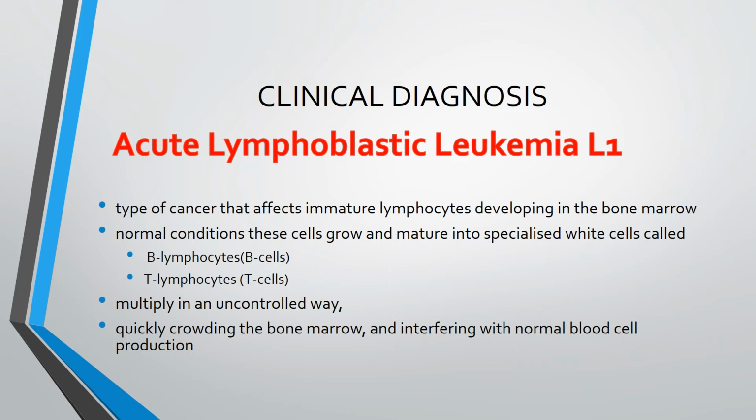Acute lymphoblastic leukemia is a type of cancer that affects immature lymphocytes developing in the bone marrow. In normal conditions, these cells grow and mature into specialized white cells called B lymphocytes and T lymphocytes. In this case, the lymphocytes multiply in an uncontrolled way, quickly crowding the bone marrow and interfering with normal blood cells. This indicates the reading for lymphocytes is high, whereby the reading for immunoglobulin is low.